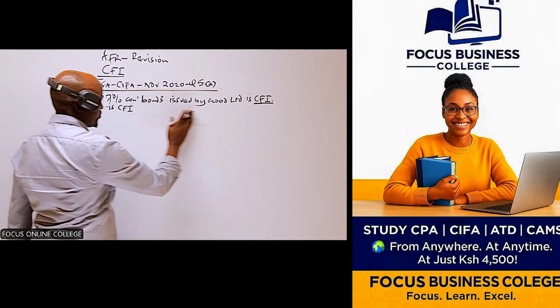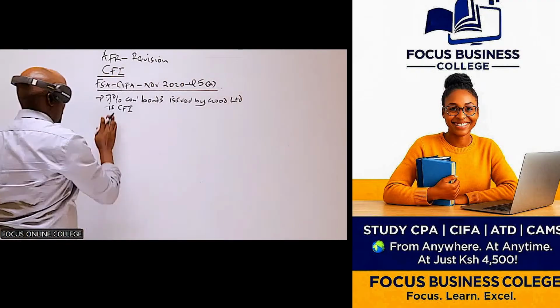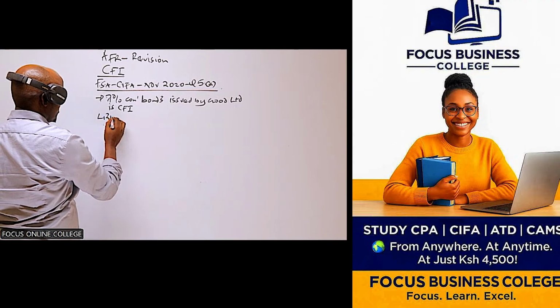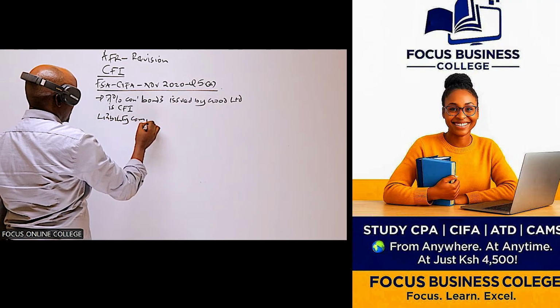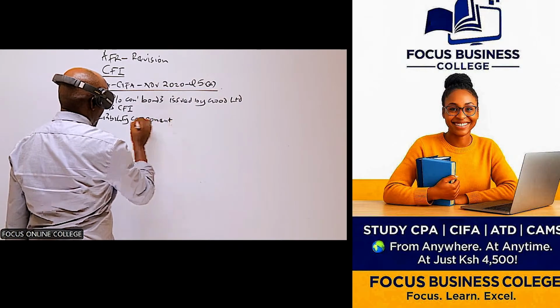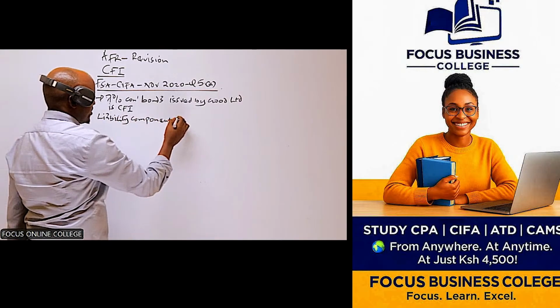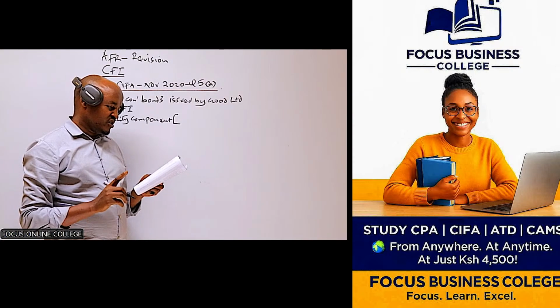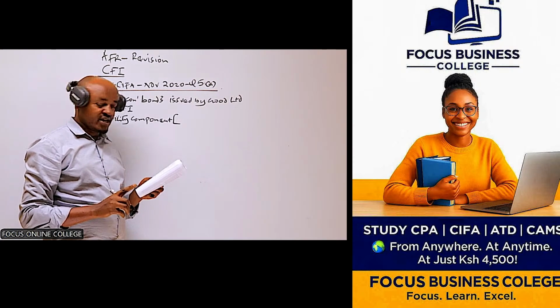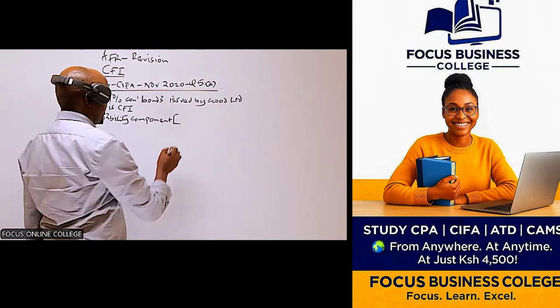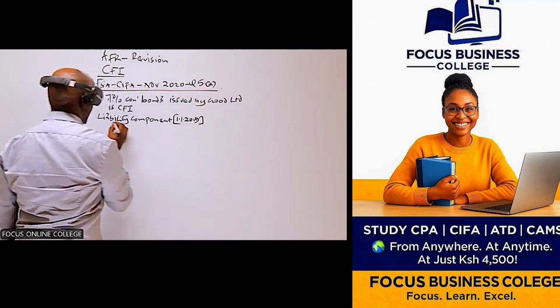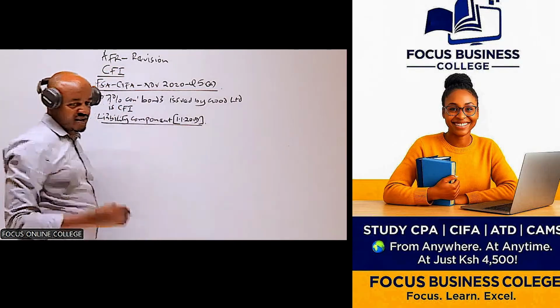So we need to follow 2 steps. We need to start by computing the liability component, that is step 1. This liability component is computed on the date of the issue, that's when we do the split. If you check, these bonds were issued on 1st January 2019. That is the date we need to compute the liability component and the equity component.